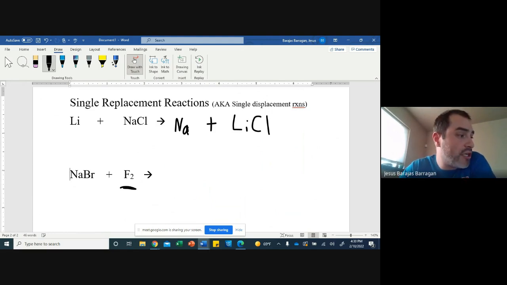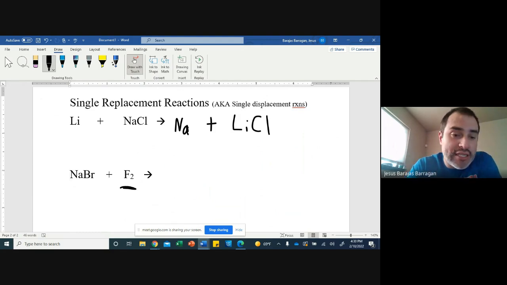Fluorine, if you look at the periodic table, is a non-metal as well. If you look at them too, fluorine has a negative charge. Bromine has a negative charge. So what will replace what? In fact, if you want to, you can go ahead and write the charges now.